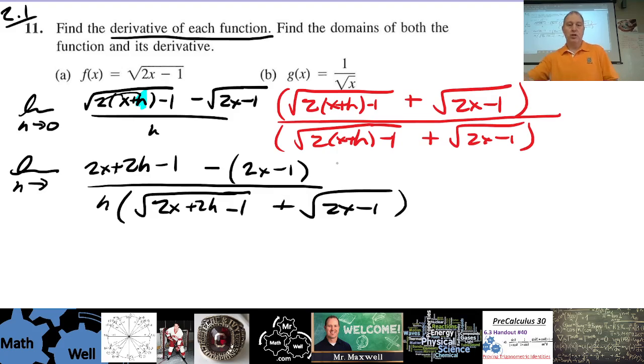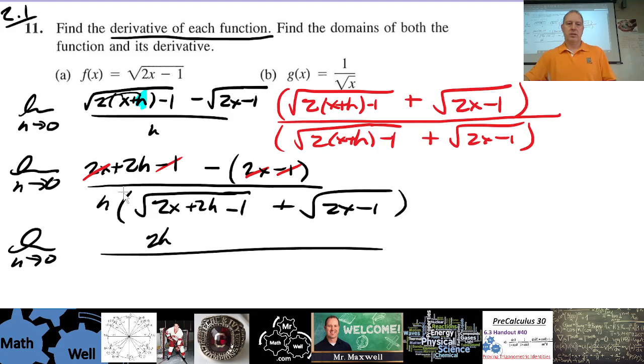Okay, so when we simplify the top, what do we get? I seem to notice that the 2x and minus 2x are gone, and the minus 1 and the plus 1 are gone. So it looks like I'm just left with 2h on the top. How about that? I've got 2h on top, and then this on the bottom.